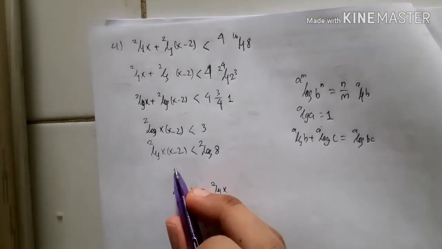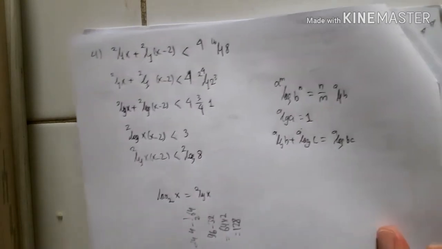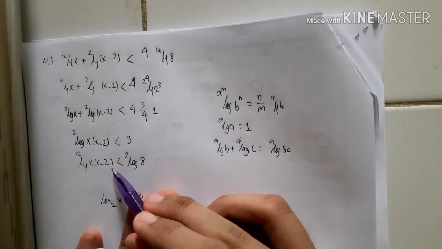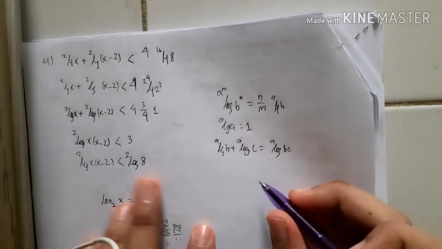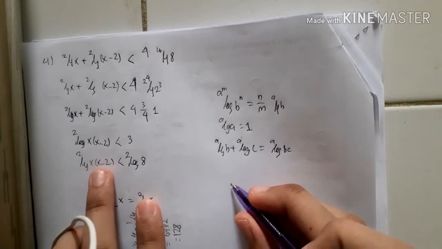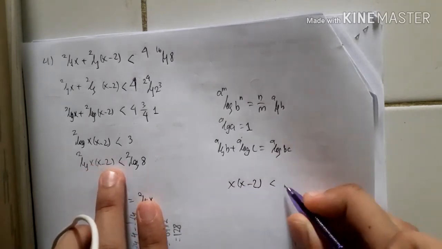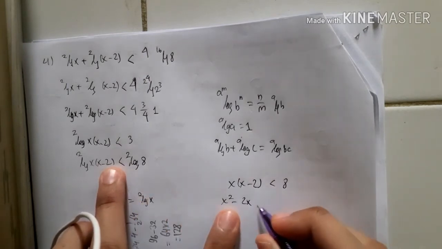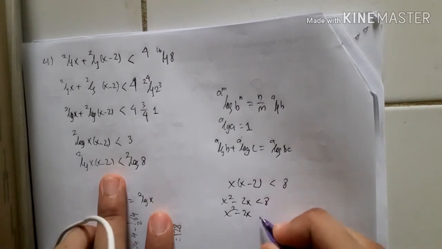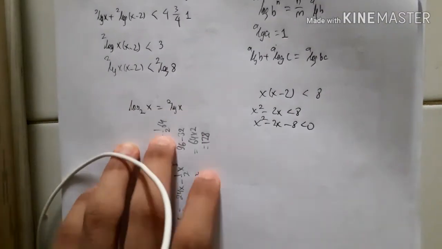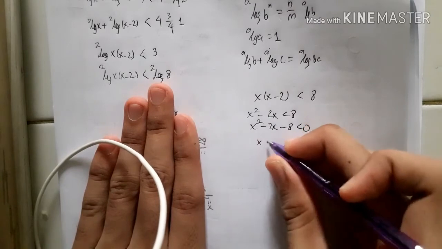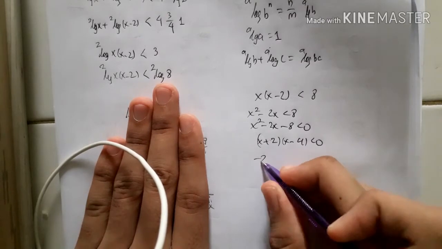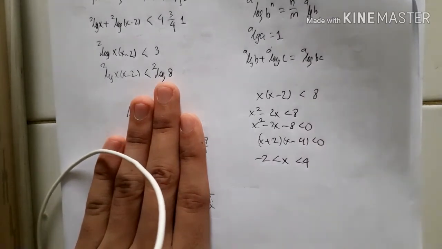Okay, and now in this form we can apply the inequality method. You can see there x times x minus 2 is less than 8. Because this has the same base, you can just make it this way. You try to find the answer here. All right, this is the way you do it. And now you have to factorize this: x plus 2, x minus 4. So you can get this inequality.